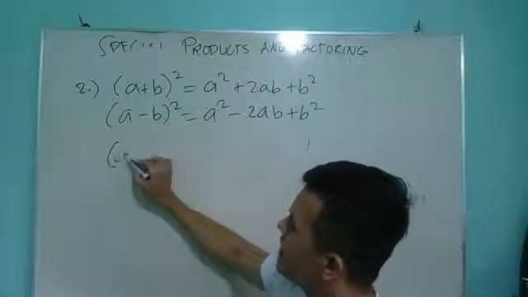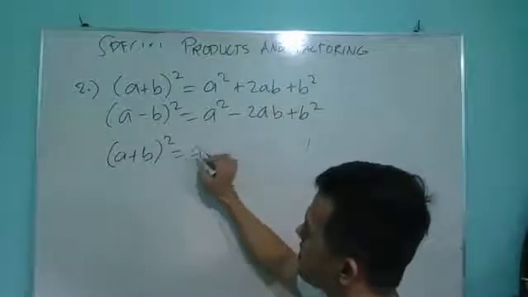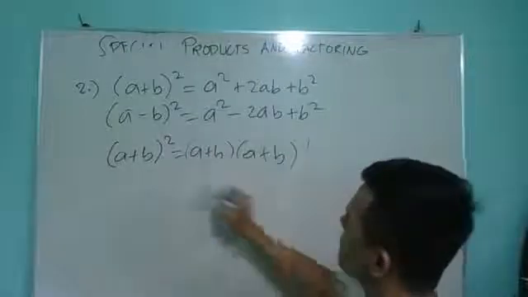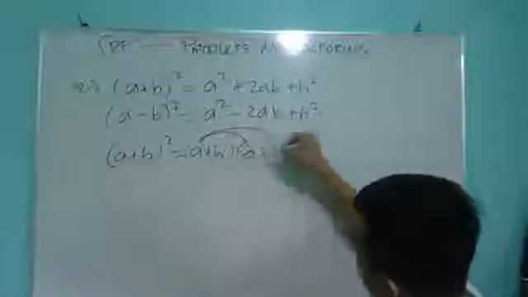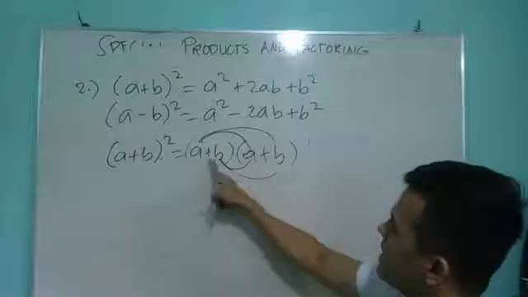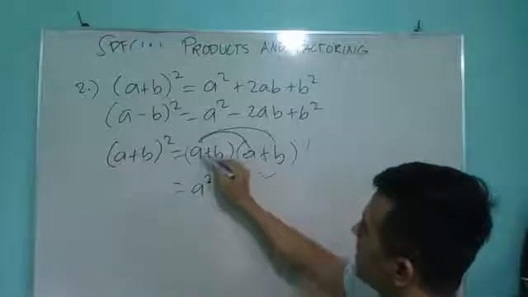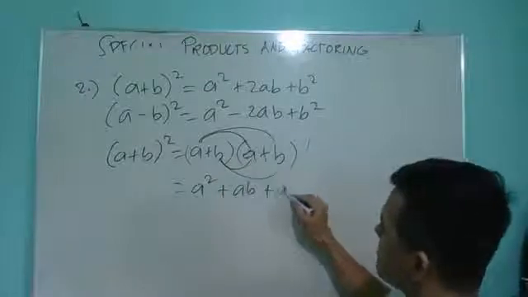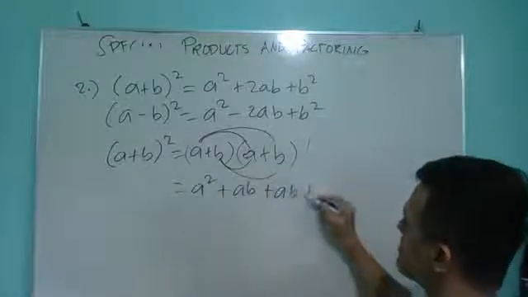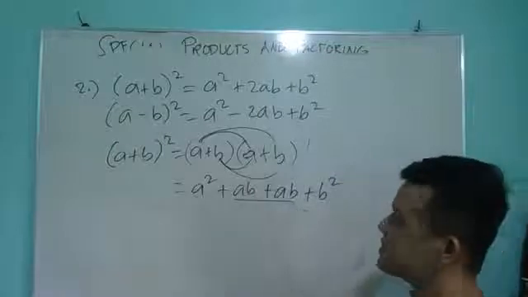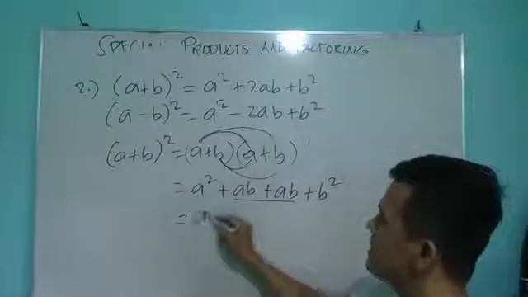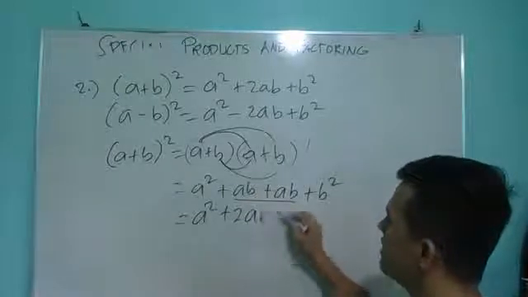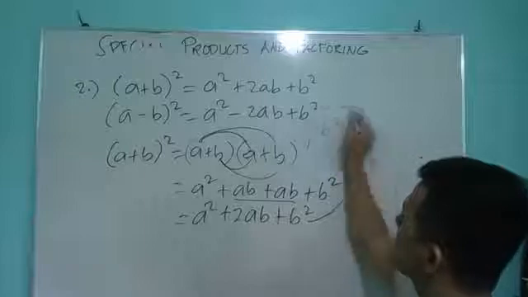Let's try to do the FOIL. A plus B squared is equal to A plus B times A plus B. Using the FOIL method, multiply A times A, so we have A squared. A times B is plus AB. B times A is also plus AB. And then B times B is plus B squared. Now two of these are the same, so we have A squared plus AB plus AB. 1 plus 1 gives 2AB, plus B squared, which is just the same as the rule.